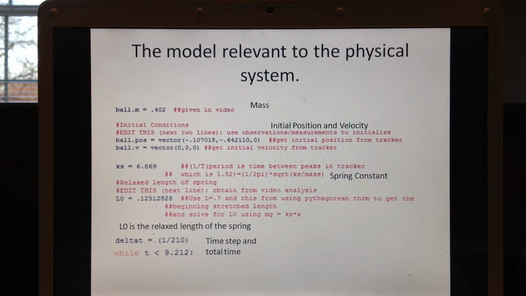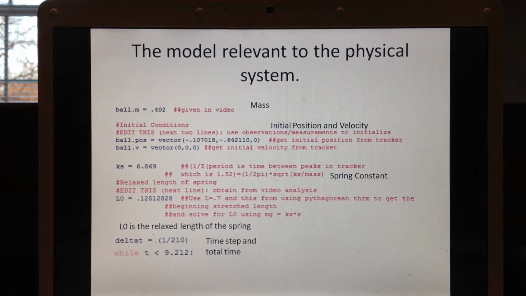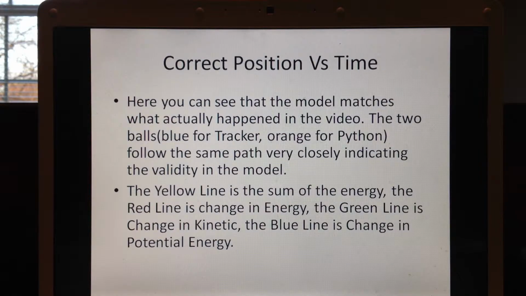Next, we can use that and find our rest length of the spring. We know that the stretch is 0.7, which was a static equilibrium. So we just solve that using our new Ks and get 0.125. The delta T is 1 over 210, and the total time is 9.212 seconds, which you can see down here. The correct position versus time.